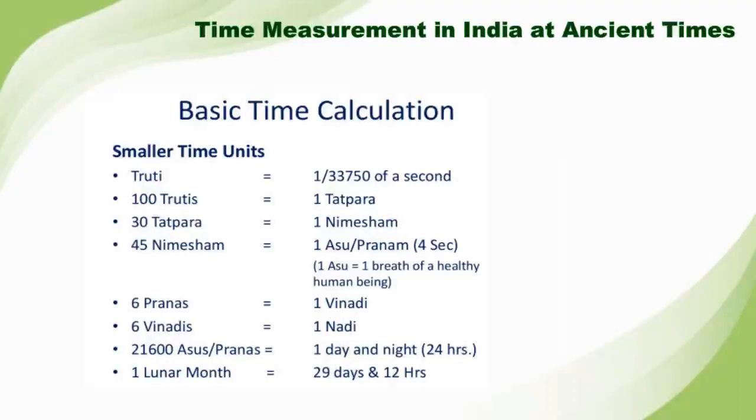and 6 Pranas equal 1 Vinadi, and 6 Vinadi is equal to 1 Nadi, and 21,600 Pranas is equal to 1 day and night, that is 24 hours, and 1 lunar month is equal to 29 days and 12 hours. So, I believe that old is gold. I just shared this with you guys.